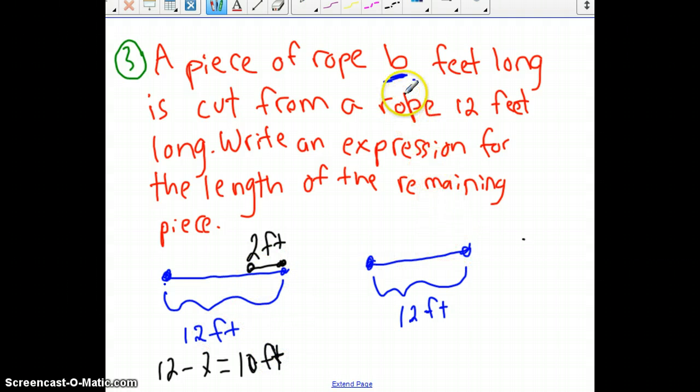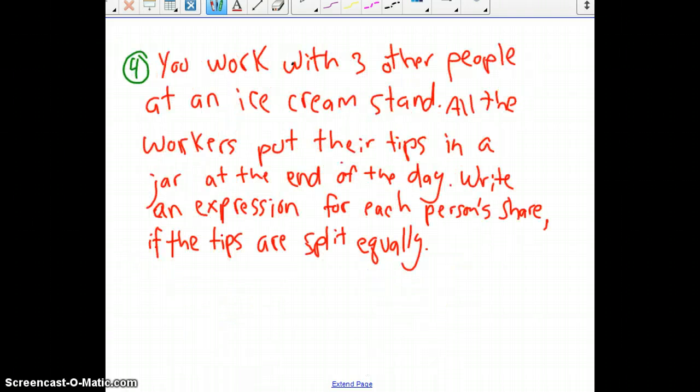Well, same idea here, we just have a variable. Instead of knowing that it's 2 feet, we know that it's b feet. But we still are taking b from 12. So as we did over here, we subtracted the 2. You want to do the same thing here. So we're going to do 12 minus b. So that would be the expression if b feet were cut from a rope that was 12 feet long.